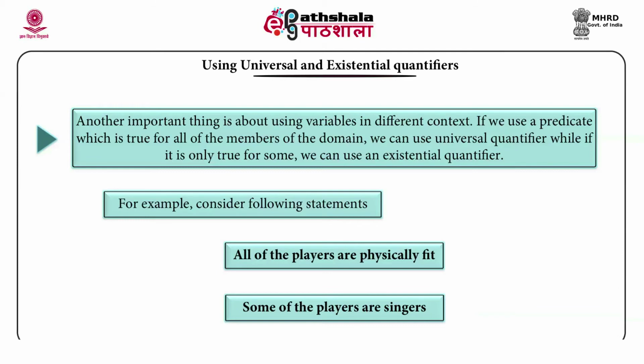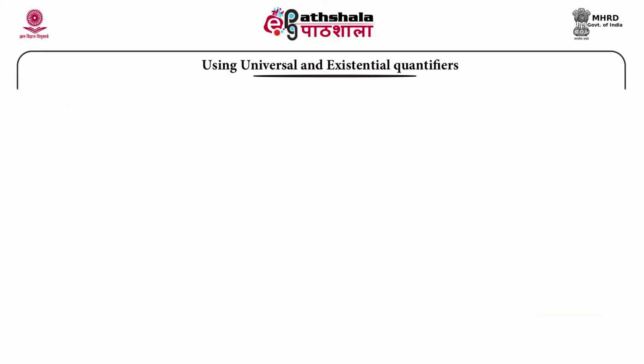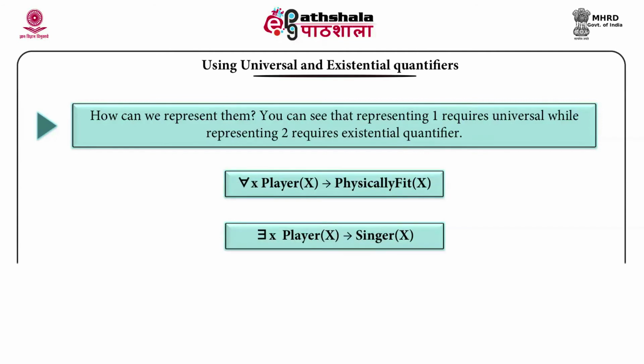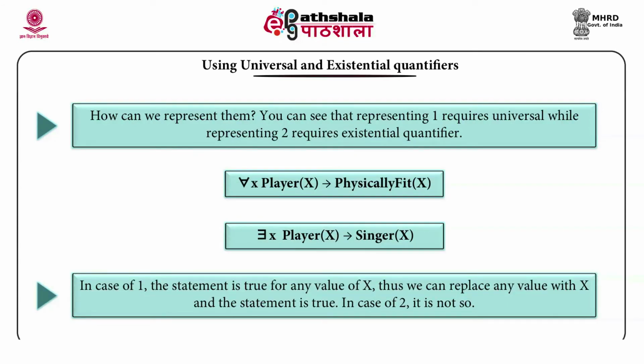And the existential quantifier is different. When you say there exists X, player X implies singer X, that means that there are some players who like to sing, they are singers, not all. So, for the existential quantifier the statement is true for a subset of the values, and for the universal quantifier the statement is true for all the members of that particular domain.